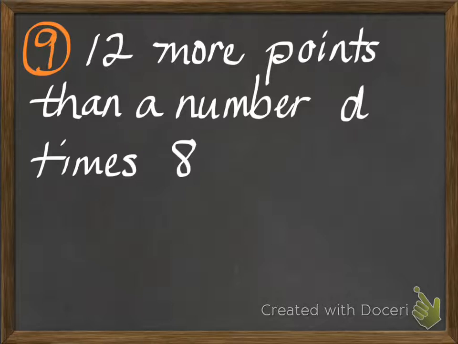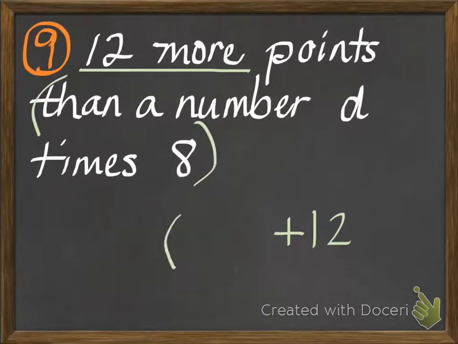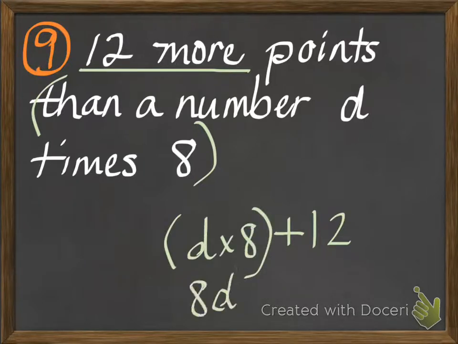Okay, so this one they're giving you information here at the beginning of the sentence. It's going to go at the end of the equation. 12 more points. So I'm going to be adding 12 on to the rest of it. Then a number d times 8. D times 8. Okay? Or I could put 8d, or I could put 8 times d right there. Okay, they're interchangeable with multiplication, just like addition. We use that commutative property. So 8d plus 12, or I could put it in parentheses like this and put 8 times d plus 12, or d times 8 plus 12. They're all the same thing.